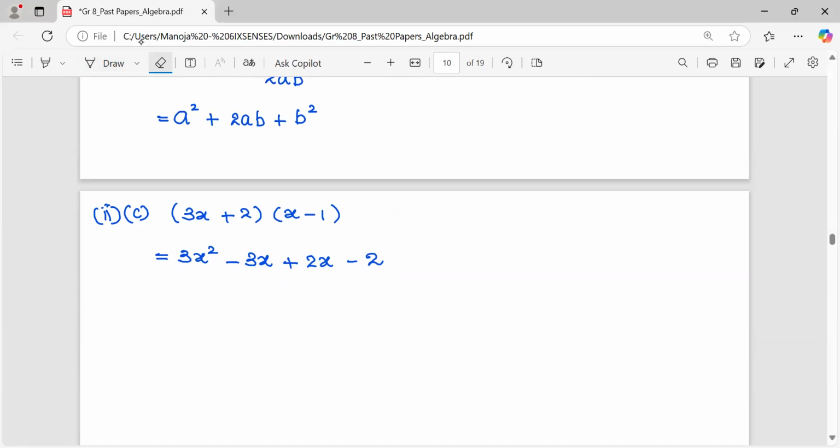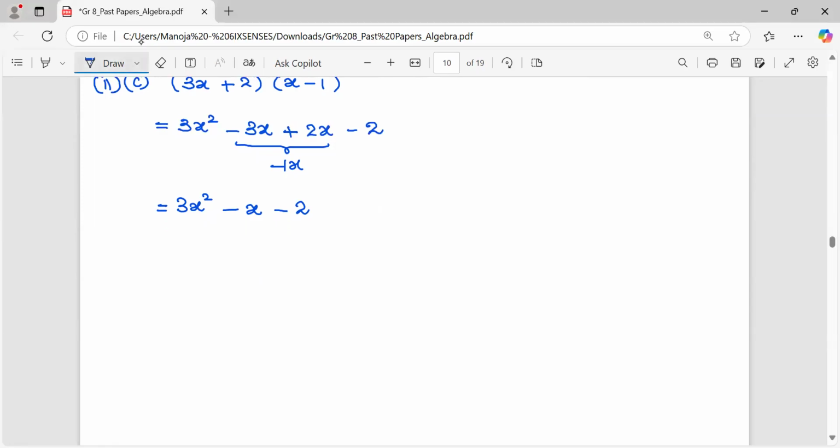So then I will draw the bracket, negative 3 and positive 2, it is negative 1x. And then you can rewrite 3x squared, negative x, negative 2. I double check. 3x times x, 3x squared, negative 3x, positive 2x, negative 2. Negative 3 and positive 2 is negative 1, right? So then I can write the last part of this question.